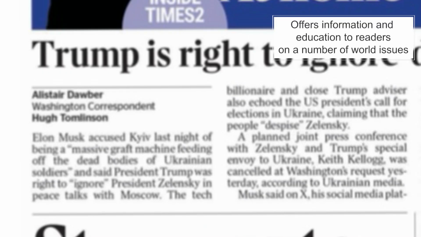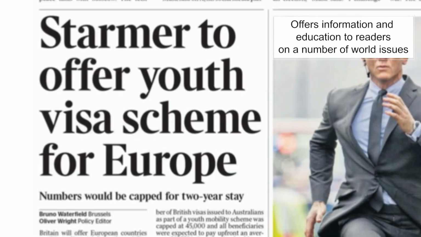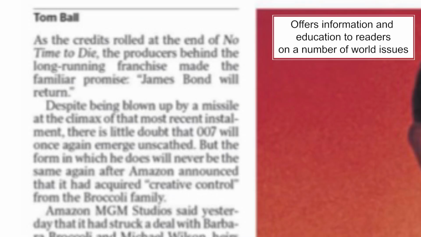Obviously, as a newspaper, it also predominantly offers informational education for readers. It explains quite complex political situations for readers to understand. There's information about British foreign policy, information about youth visas, corporate ownership. It's fairly balanced information and fairly neutral.